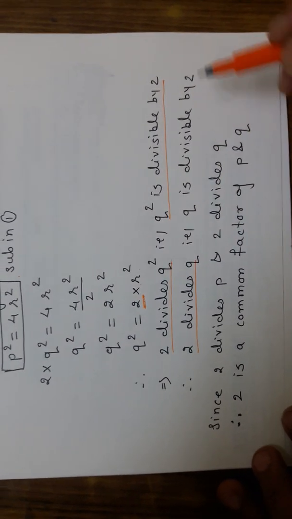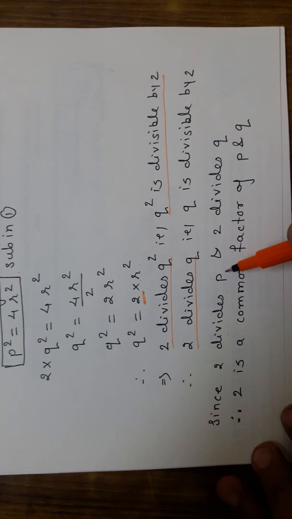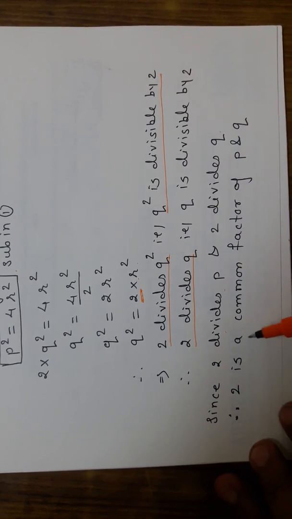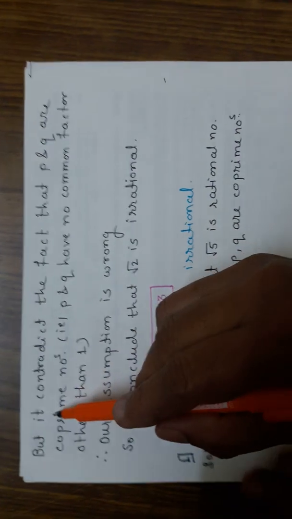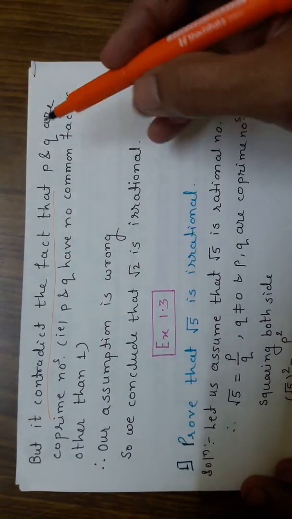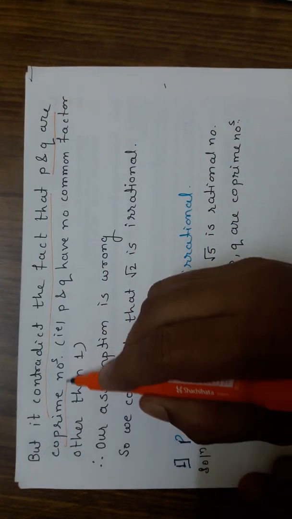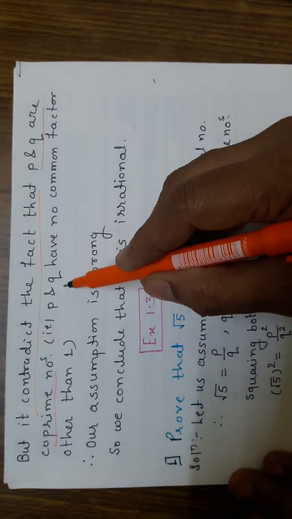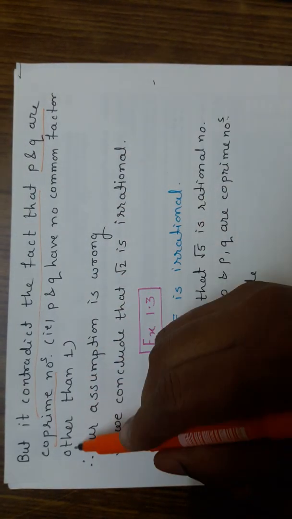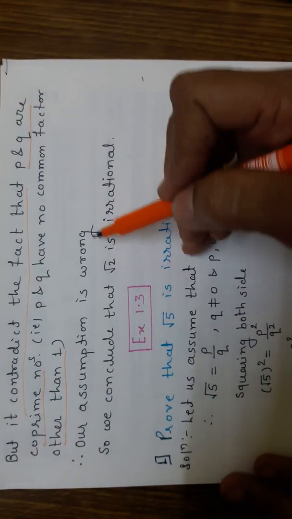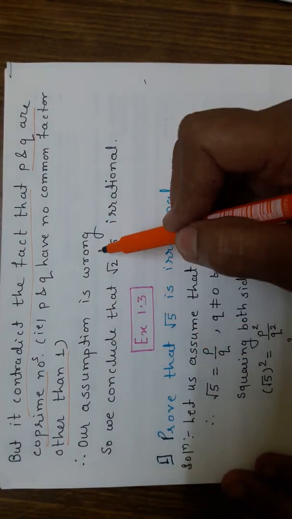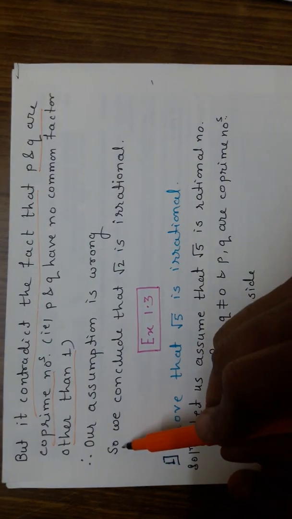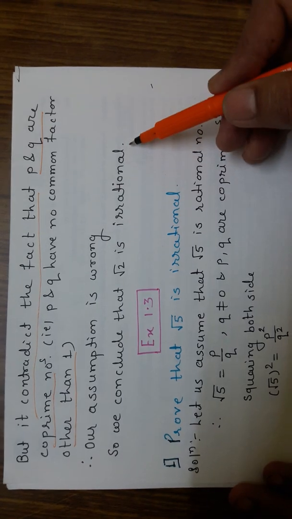Since 2 divides P and 2 divides Q, therefore 2 is a common factor of P and Q. But it contradicts the fact that P and Q are co-prime numbers, because in the starting we said P and Q are co-prime, whereas now P and Q have a common factor other than 1. Therefore our assumption is wrong. Why is our assumption wrong? Because our assumption is wrong, we conclude that root 2 is an irrational number.